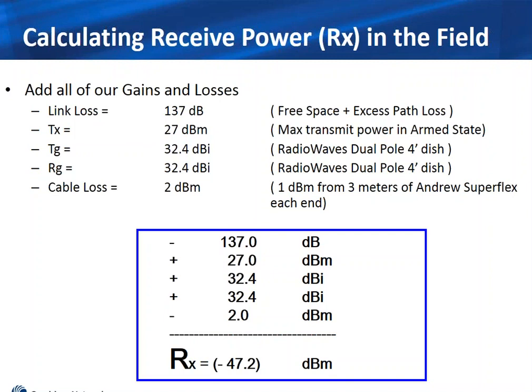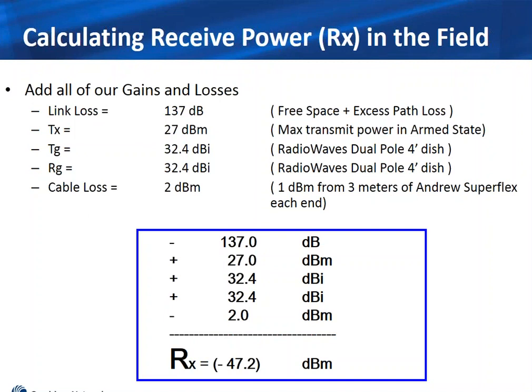It's a negative 137. My transmit power is a gain. My antennas, those are both gains. And then, of course, my cable loss, again, is a loss. When you add those things up, the resultant is your received signal strength. That's how much I should have when I'm aligning my antennas properly. And in this particular example, I should have minus 47 dB, 47.2.